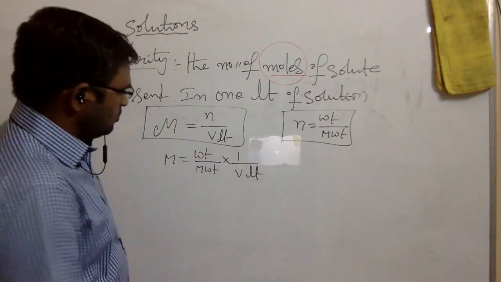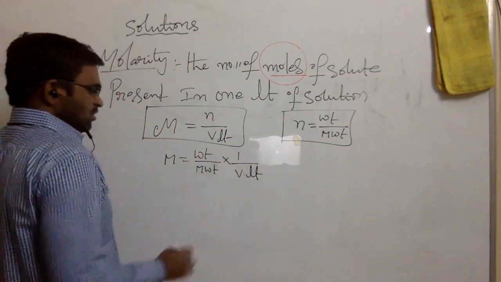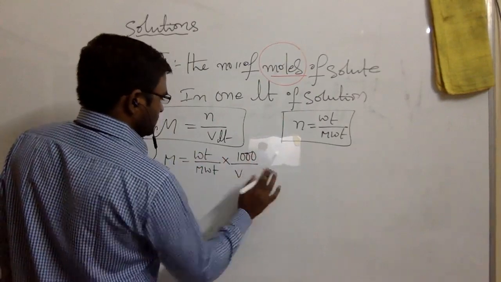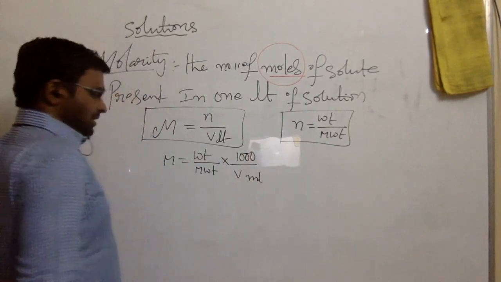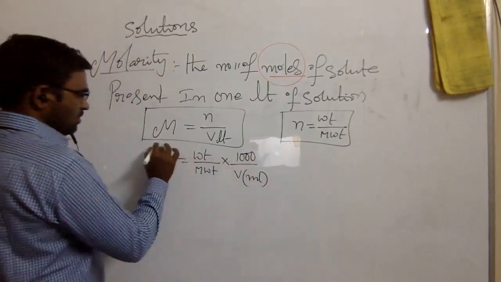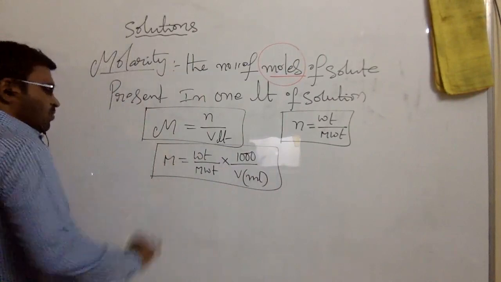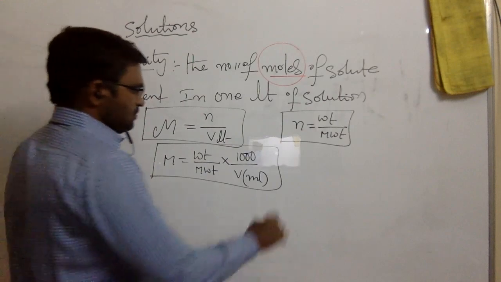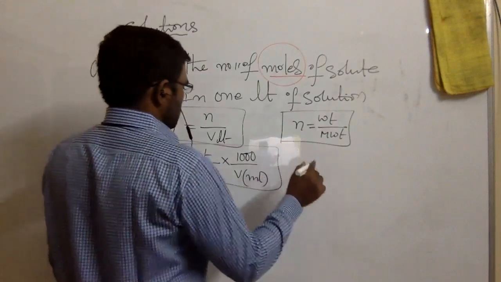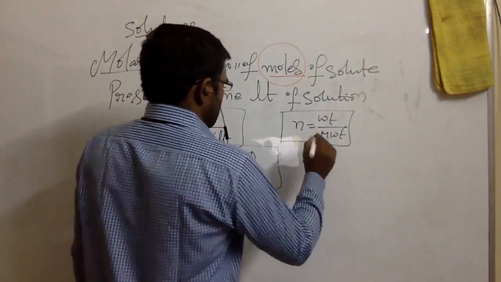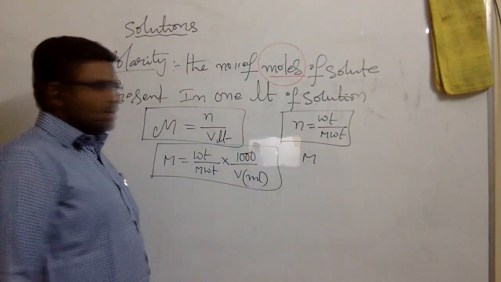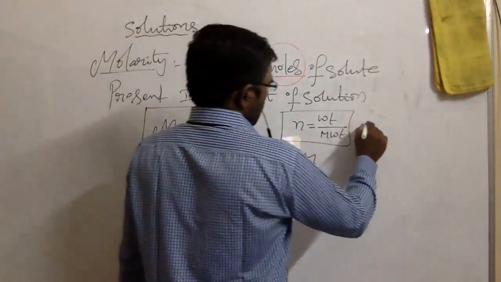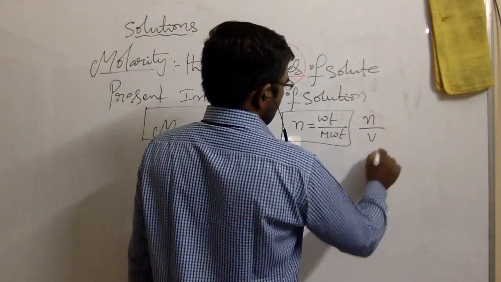If you take the volume in milliliters, then the numerator is multiplied by 1000. Why? Because 1 liter is equal to 1000 milliliters. This is the full formula of molarity. Next one, see students, a frequently repeated objective question on molarity is whether it depends on temperature or not. No doubt, molarity always depends on temperature, because molarity is equal to moles by volume.